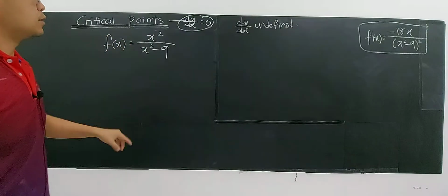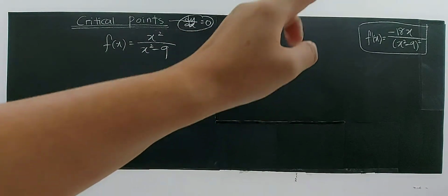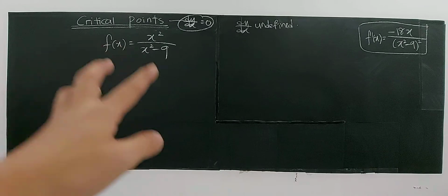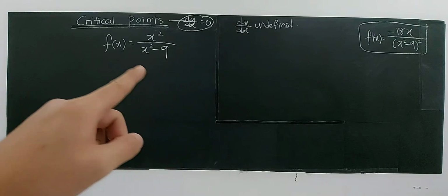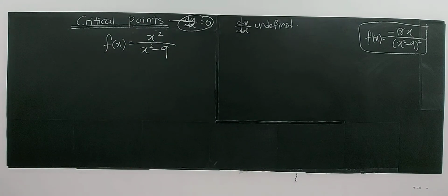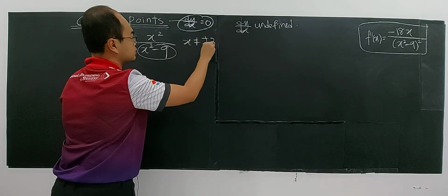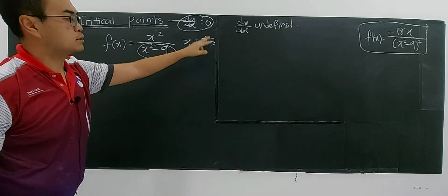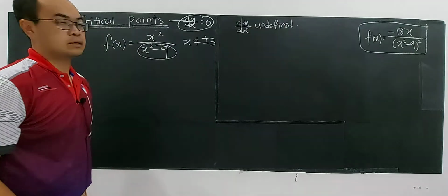For these cases, identify the domain first, because even though you find the value of x from these two cases, the value of x that you get must be in the domain of this function to be considered a critical point. It must be an element of the domain. Here, x cannot accept positive or negative 3. You put 3 squared, you get 0. You put negative 3 squared, you get 0. So this is a singular point also, a point where the denominator becomes 0.